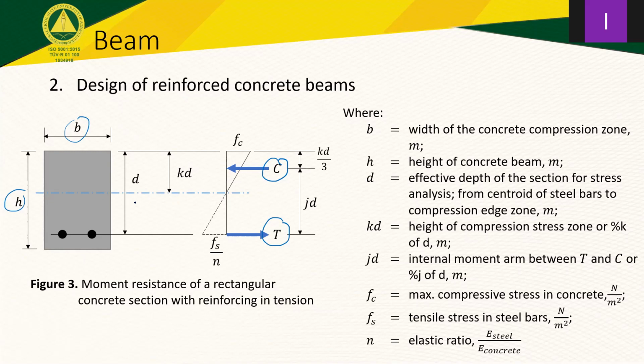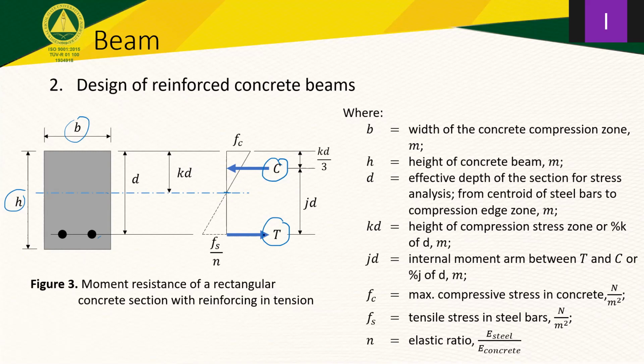And so this is from the centroid. Oh, no, not the centroid. This is the center, the centroid of the whole cross section. Now kd is the height of the compression stress zone, the portion where there is neither compression nor tension.